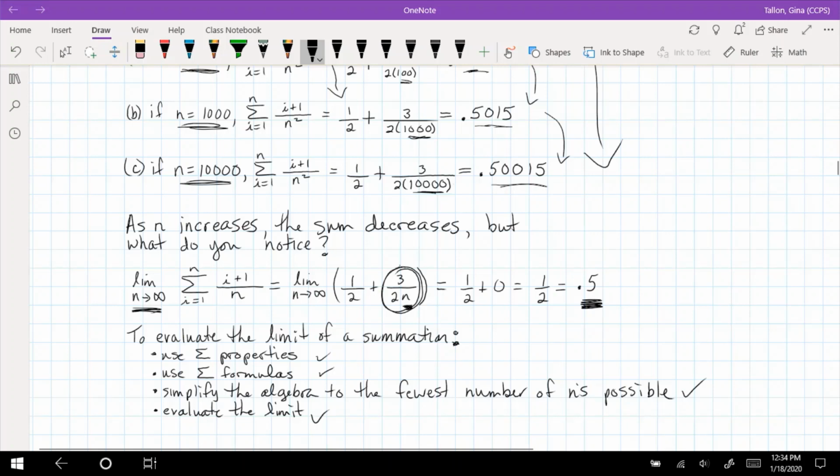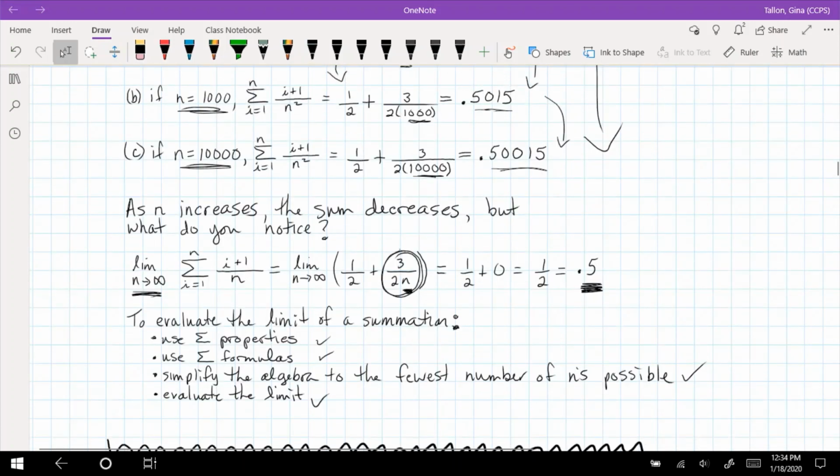Okay, let's move on. Hey, I want to mention to you here, the limit as n approaches infinity is really talking about end behavior. And this particular function of 3 over 2n is bottom heavy. And when a function is bottom heavy, and you're talking about going to infinity, then that function is approaching y equals 0. So there's another really good reason why that's a 0 right there.